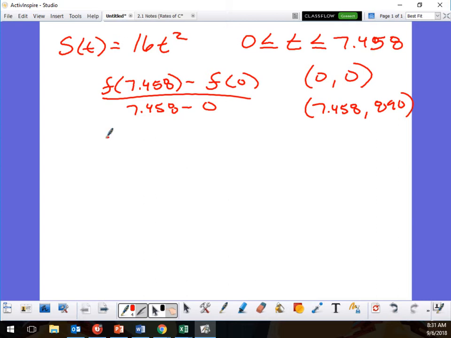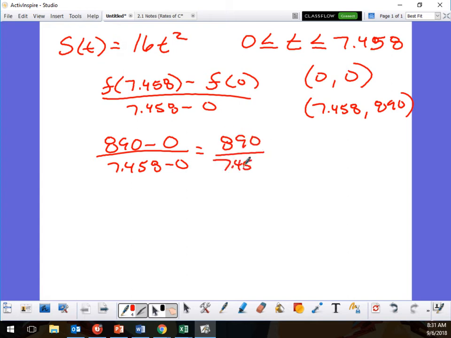So I know this is 890 minus 0 over 7.458 minus 0, right? So it's 890 over 7.458, and that's going to give me approximately 119.3 point what?